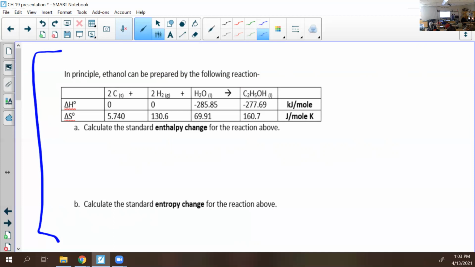So give it a shot. Calculate the standard enthalpy change for the reaction. Which one of these is enthalpy? It's delta H. What's the entropy then? Can you predict what letter C is going to ask you for? It's going to ask for delta G. Good, John. Delta G. So this is both equations. You have to use the table to find these.